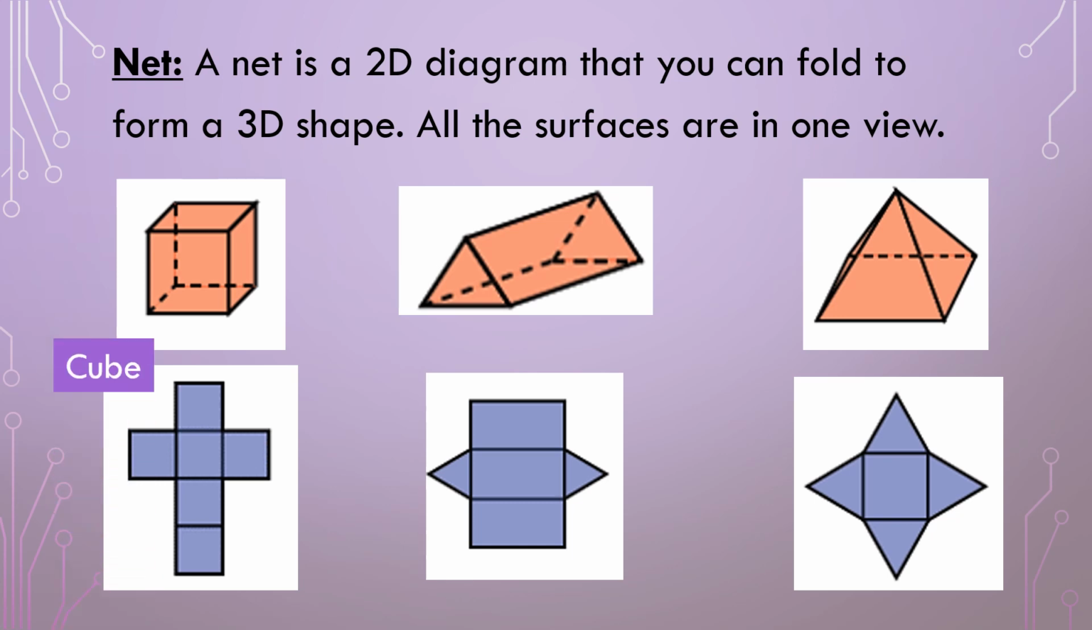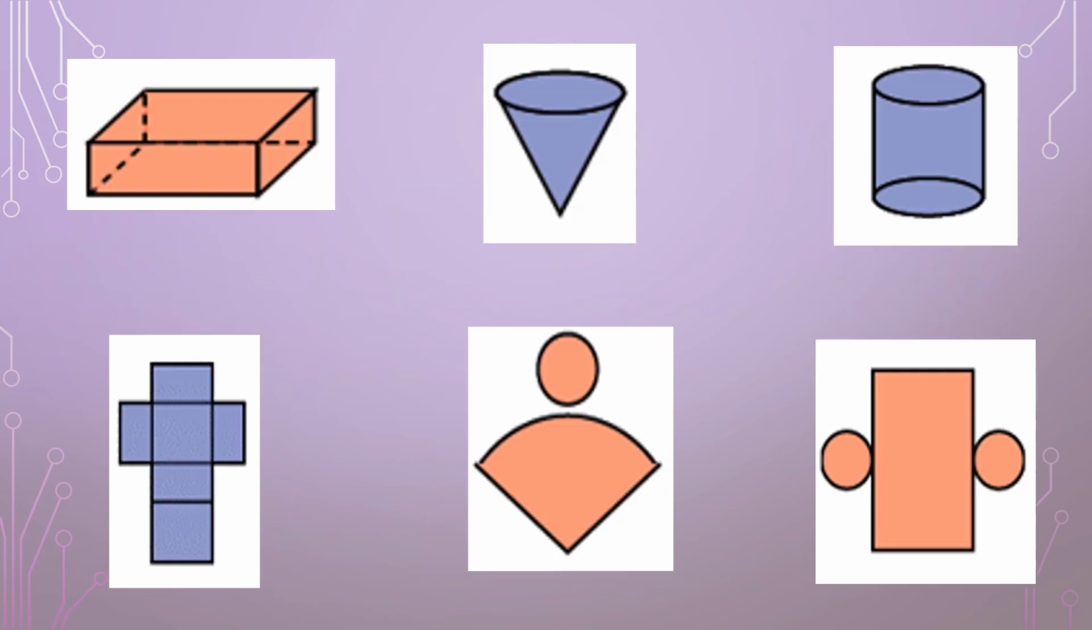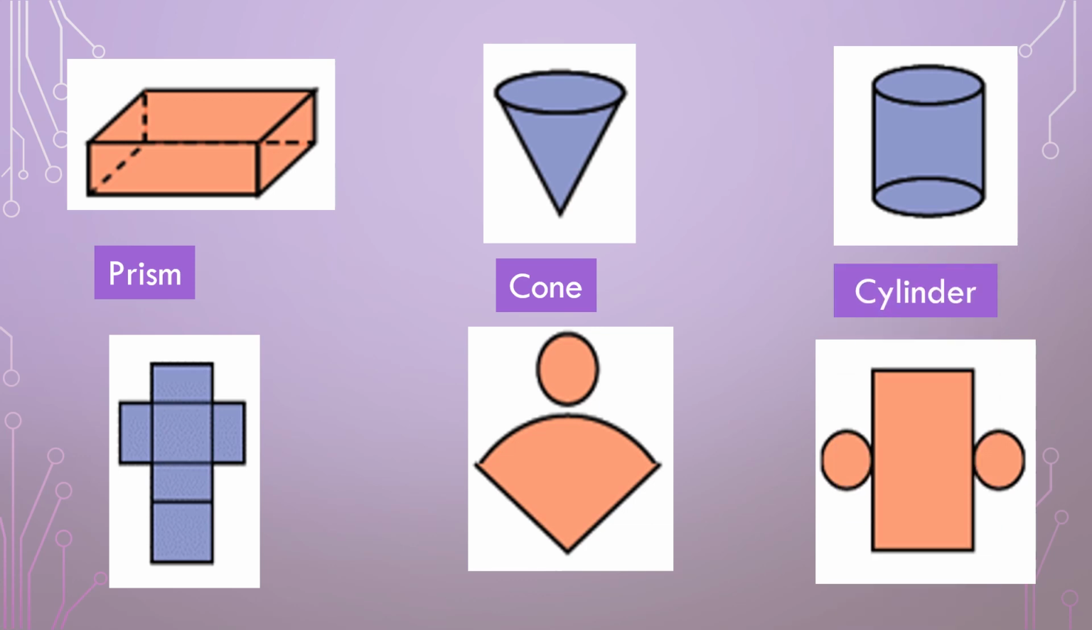So the first one is a cube, the next one is a triangular prism because we have two triangles as its bases, and then the next one is a square pyramid because the base is a square. Pyramids always come together in one point at the top. The next one is a prism, or you could call it a rectangular prism or a square prism depending on what the lengths are. The next one is a cone, and then the last one is a cylinder.